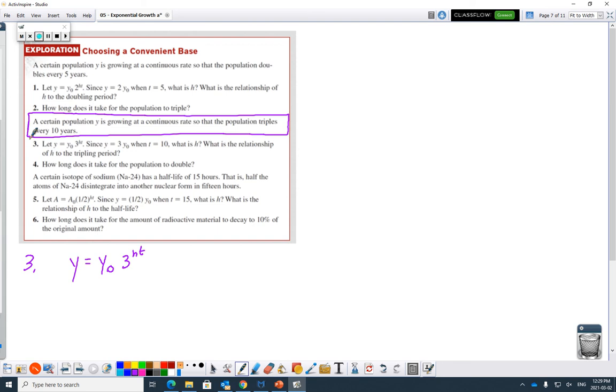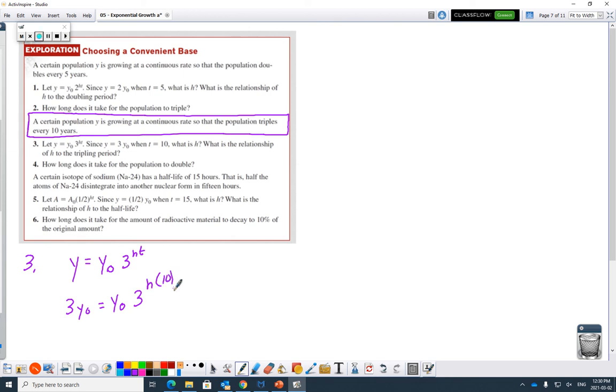my new equation will be y equals y naught 3 to the ht, because we're using tripling. Isn't 3 a good base for tripling? Yeah, I think it is. There's no reason to jump in with e here. Since y equals 3y naught when t equals 10, okay, so then here we go. 3y naught equals y naught 3 to the h times 10.